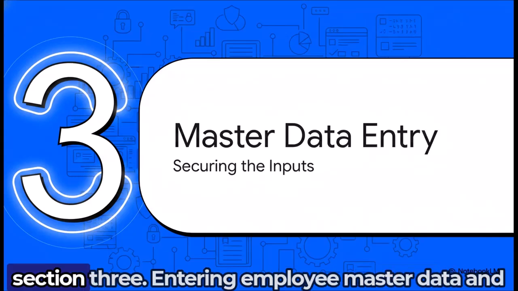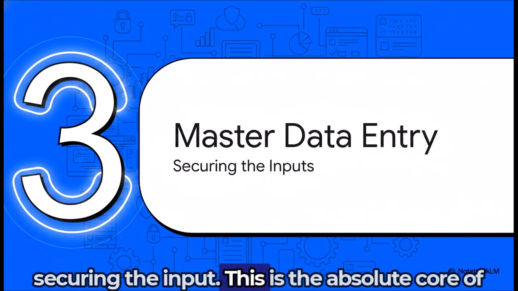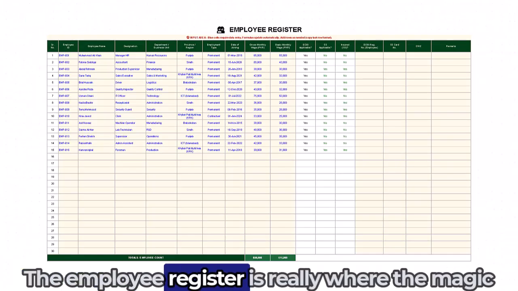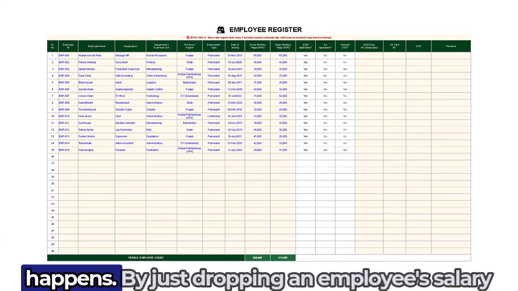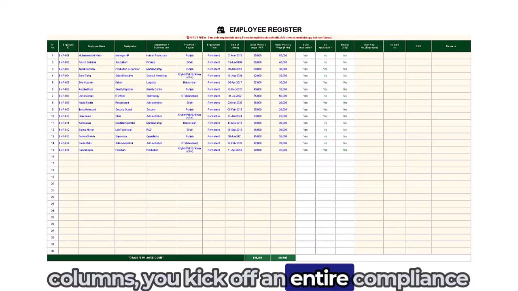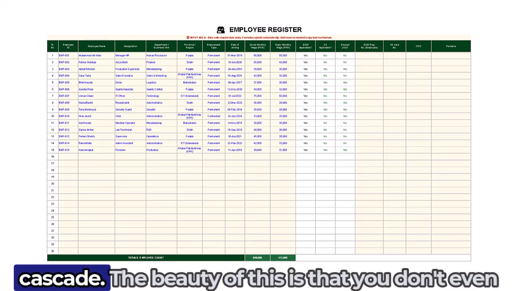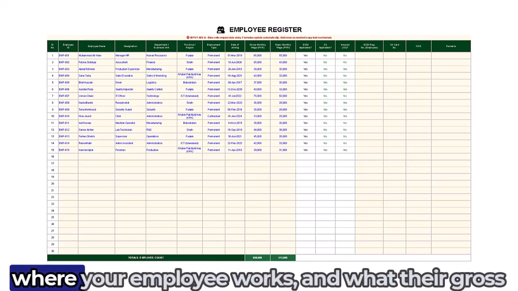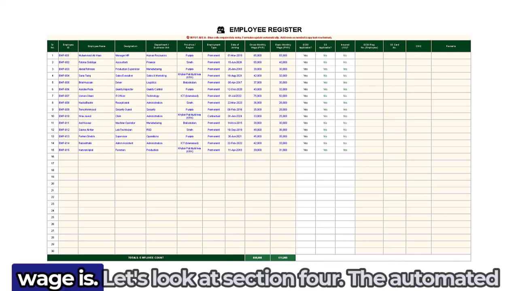That brings us to Section 3, entering employee master data and securing the inputs. This is the absolute core of your monthly routine. The employee register is really where the magic happens. By just dropping an employee's salary and selecting their province in those blue input columns, you kick off an entire compliance cascade. The beauty of this is that you don't even need to know the math. You just need to know where your employee works and what their gross wage is.